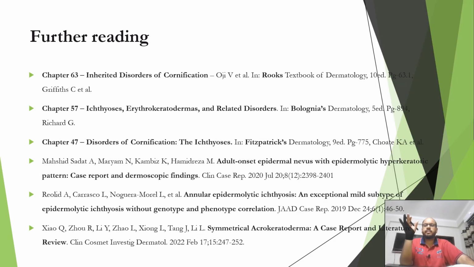So with that, we finish our discussion on part 2 of ichthyosiform disorders, dealing with epidermolytic or keratinopathic ichthyosis and erythrokeratodermas, along with other disorders. With that, we have finished all the non-syndromic ichthyoses. The reading recommendations are the chapters in Rooks, Bolognia, and Fitzpatrick, and the individual articles that I've used for taking out pictures. These are in the description, and you can go ahead and read the full articles if you want. Let's move forward.